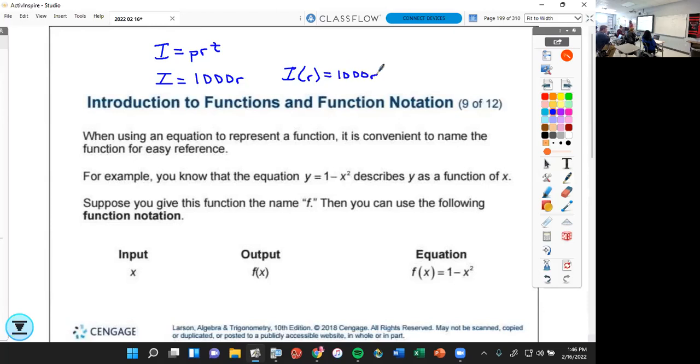That's just saying this is a function I that depends on R. It's saying the exact same thing, but I'm being very explicit that the value of I depends on R. Once you tell me an R value, I can tell you the I that goes with it. So the input is x, the output is f of x, the output is y, right? The equation f of x equals 1 minus x squared.